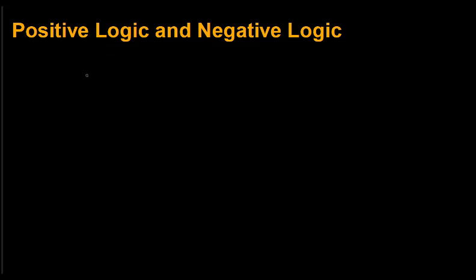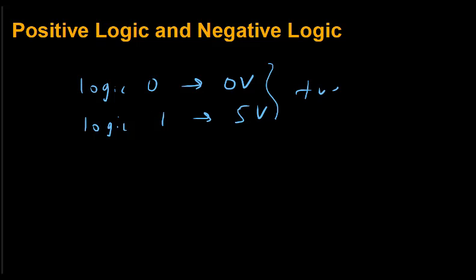So in positive logic system, logic 0 is 0 volt. Okay, because we have to give some voltage to show what is logic 0 and what is logic 1. Logic 1 is 5 volt. So a low voltage means logic 0, high voltage means logic 1. So this is what positive logic is, which is the normal behavior.